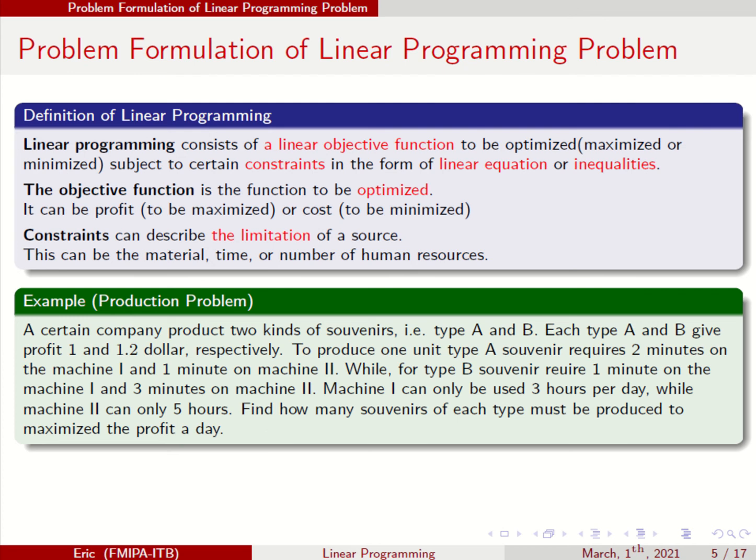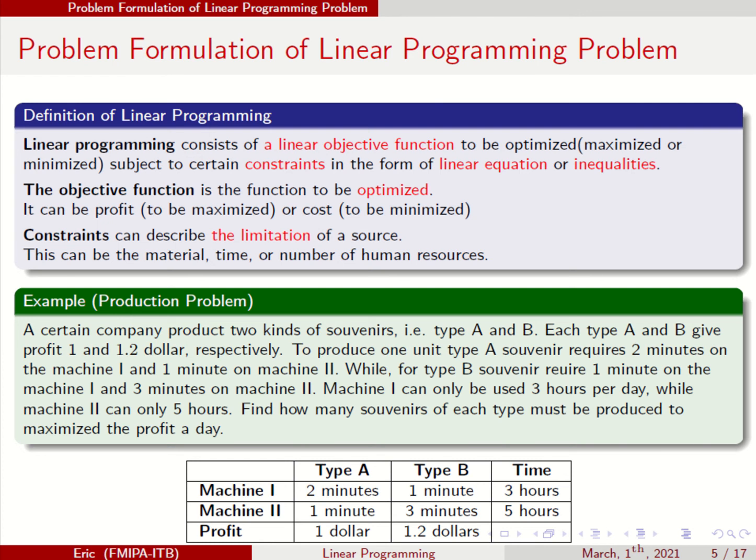Okay, so this is the production problem. So we are going to look at the problem formulation. For type A, you have 2 minutes at machine 1 and 1 minute at machine 2. And for type B, you have 1 minute on machine 1 and 3 minutes on machine 2.